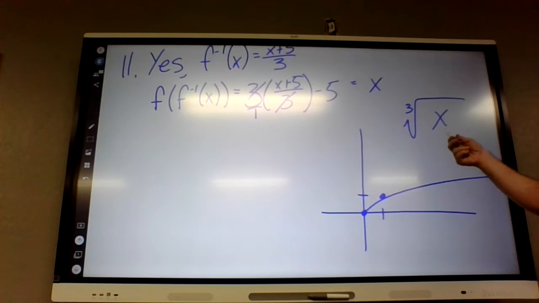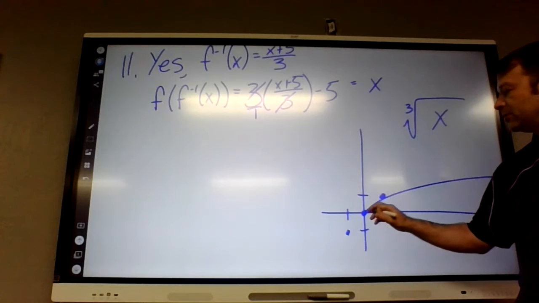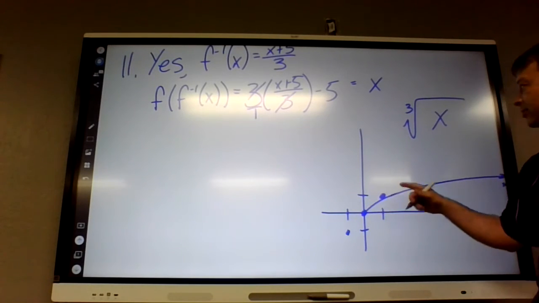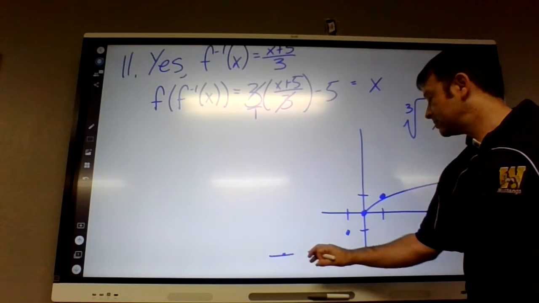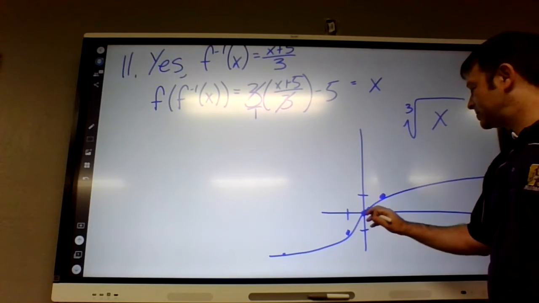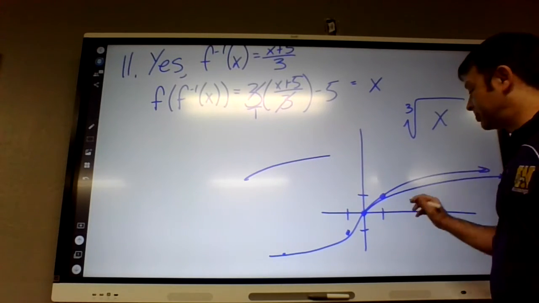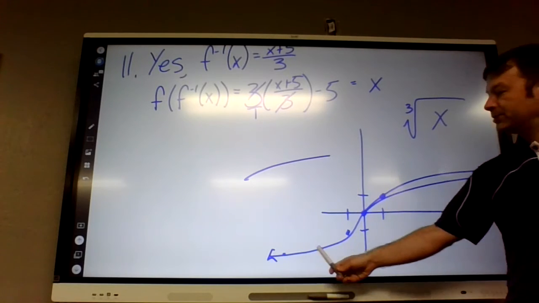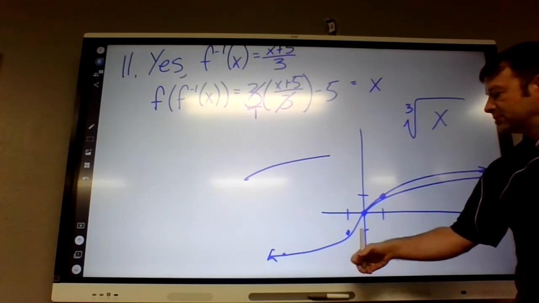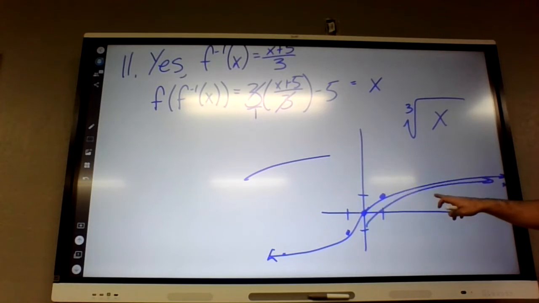Yeah, cube root of -1 is -1. Cube root of 0 is 0. Cube root of -8 is -2. So it looks pretty similar. Well, actually, it would go up faster than that one. It looks pretty similar to the square root, but it also has negatives involved. So, looks like that. Kind of beside the point.